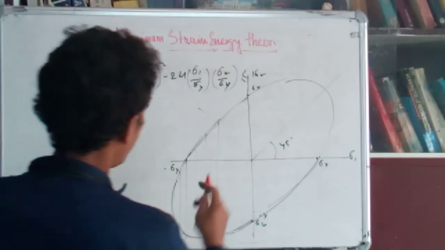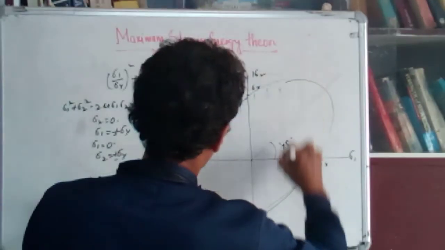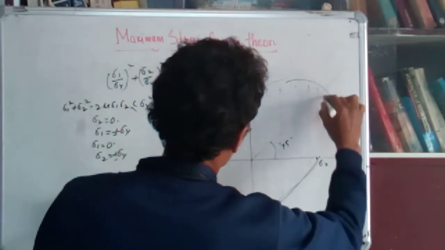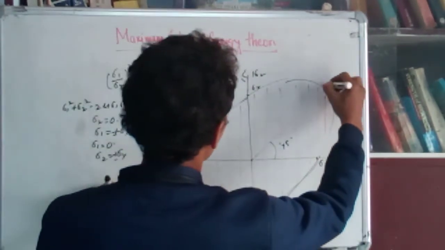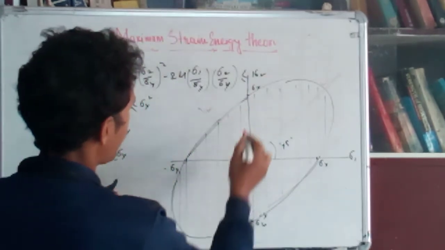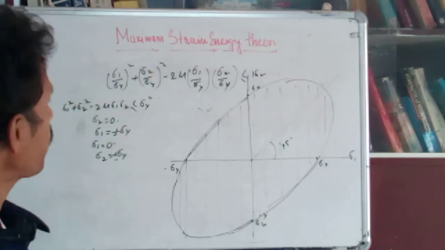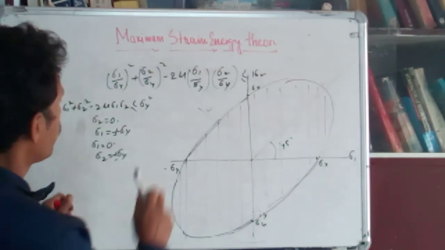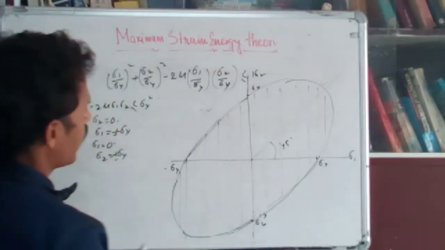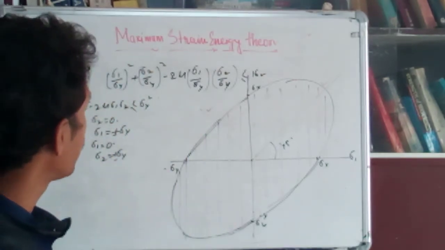This is the region where there will be no failure of a component. Okay, that is the semi major axis and that is the semi minor axis. So that is the safe region if the component is subjected to a load according to the maximum strain energy theory or total strain energy theory.